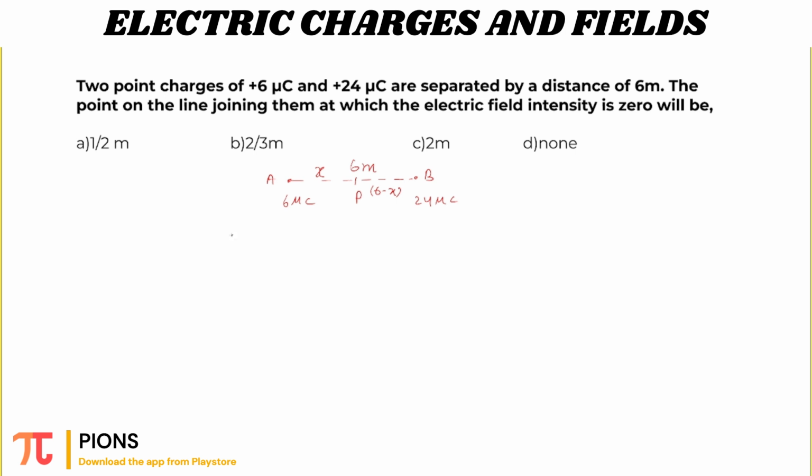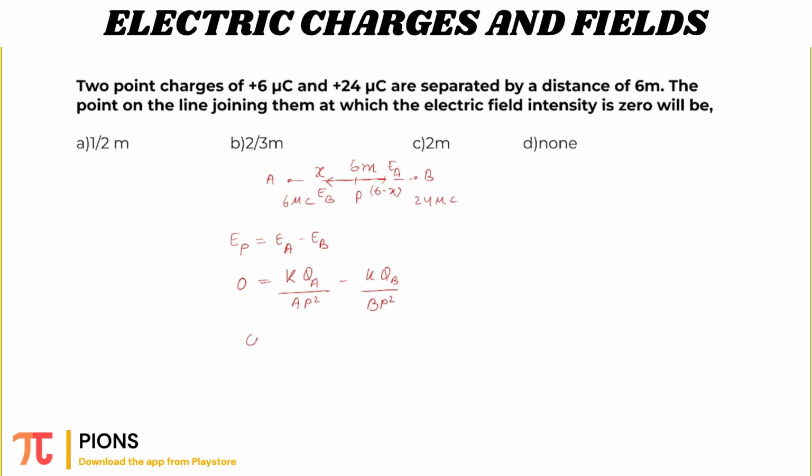So the net field at P is 0. Now the electric field due to the first positive charge is radially outward, so this will be EA, and the electric field due to B is also radially outward, EB. So the net field at P will be EA minus EB. Now EA is K times the charge of A upon the separation AP squared, minus K QB upon BP squared. Since it is 0, let's put it 0 and take it on the other side.